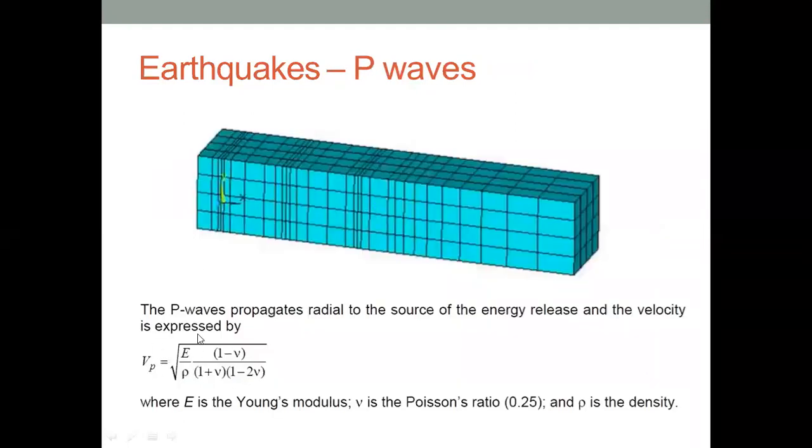The velocity of these P waves, or primary waves, or compressional waves, can be estimated using this formula. Vp is equal to square root of E into (1 minus nu) divided by rho into (1 plus nu) into (1 minus 2 nu), where E is the elastic modulus of the soil material, nu is the Poisson ratio of that material, and rho is the density of the soil material. If you know these properties, you can find out the velocity of the primary wave, or compression wave, in short P waves.